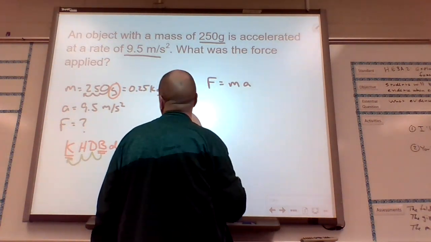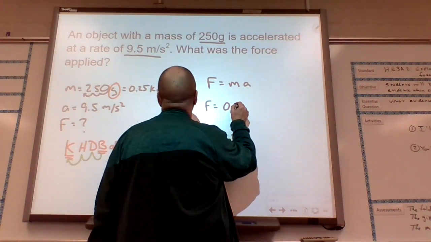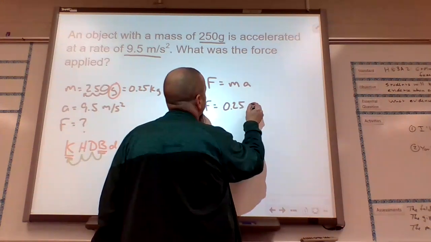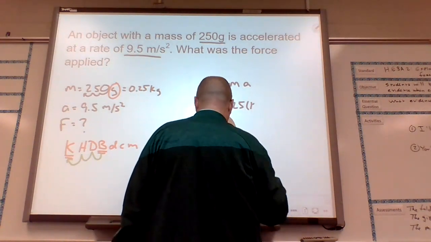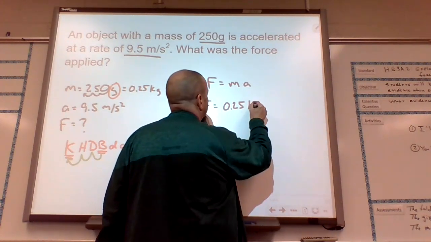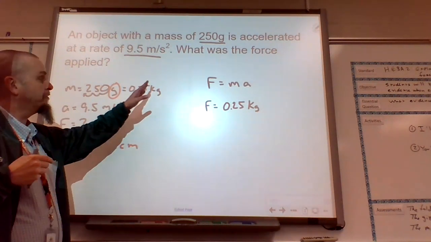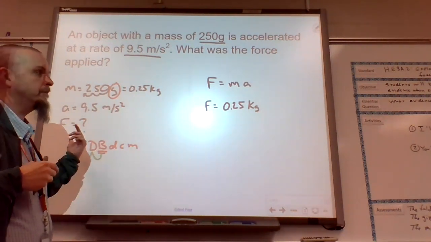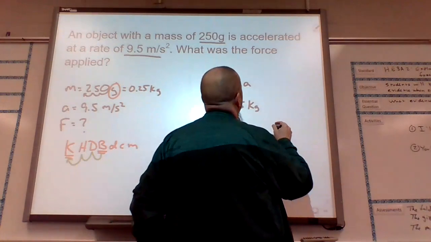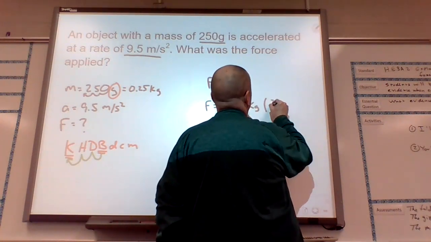Force equals mass times acceleration. We don't know the force. The mass we're going to use is 0.25 kilograms. And again, whether you put the unit in here or not doesn't really matter as long as these are what they're supposed to be, because we know if these are what they're supposed to be, that'll be newtons in the end. And we're going to multiply that by 9.5 meters per second squared.